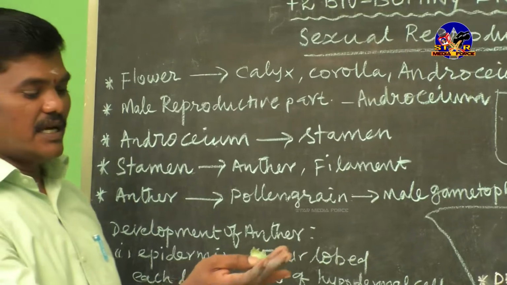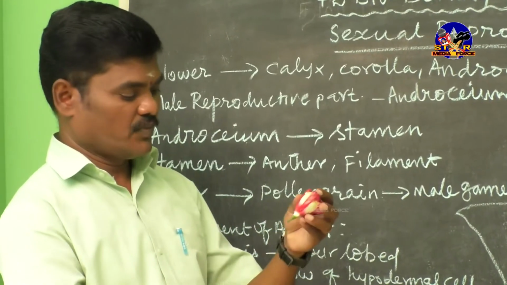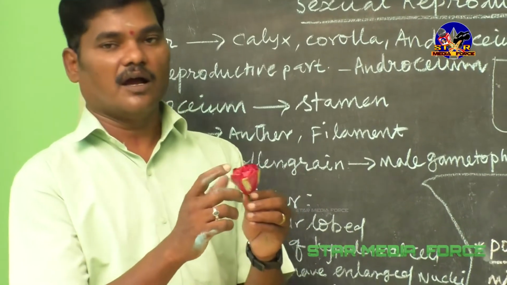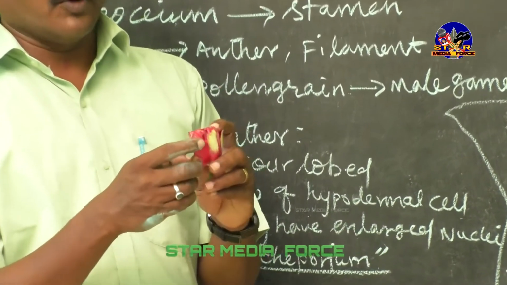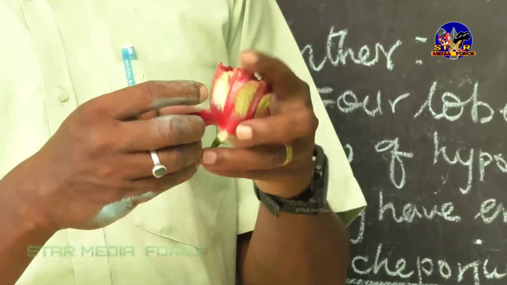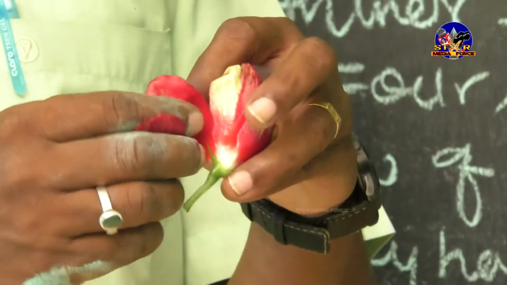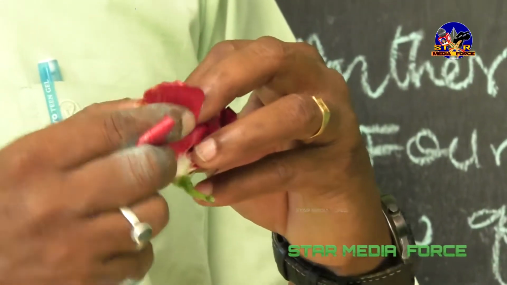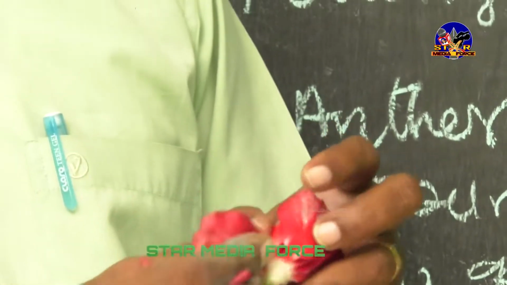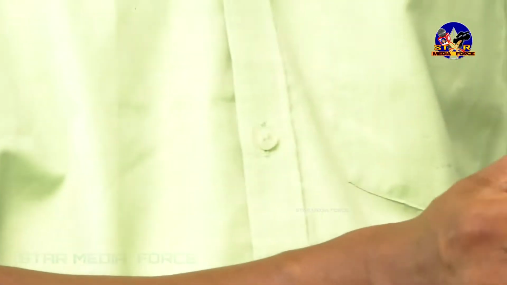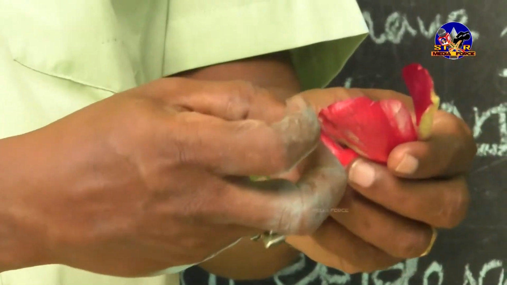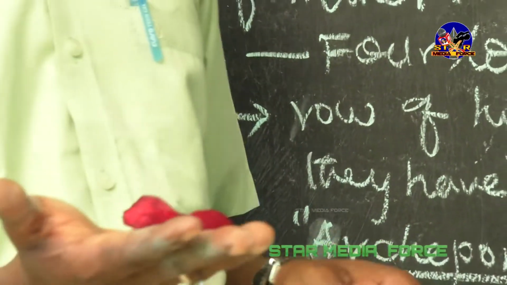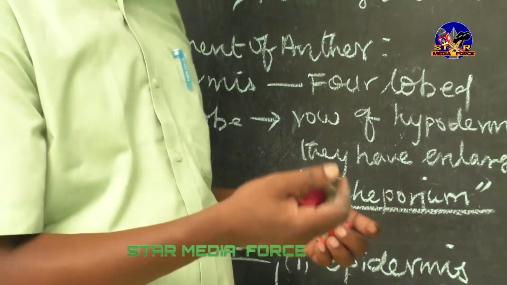See, this is the calyx. I removed that. Another one is the corolla. It is the colored portion of the flower. This is five petals: 1, 2, 3, 4 and 5. Five petals are collectively known as corolla. So this is also an important part of the flower.